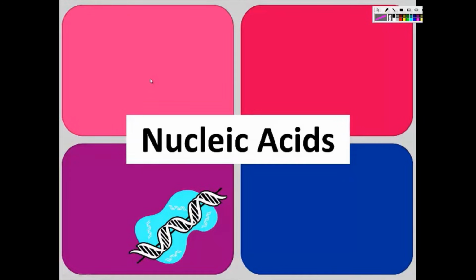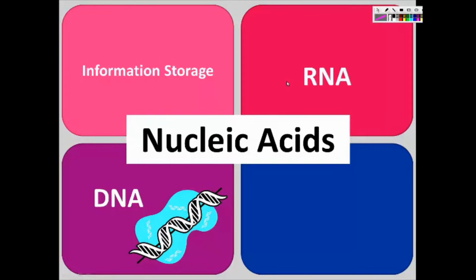Nucleic acids are polymers used to store information inside the cell. The most well-known nucleic acid is DNA, or deoxyribose nucleic acid, shown here in its traditional double helix structure. Many non-biologists don't know that there is a second nucleic acid called RNA, or ribonucleic acid. Both DNA and RNA are polymers made out of similar but slightly different subunits called nucleotides.